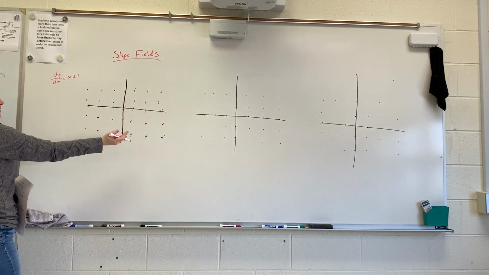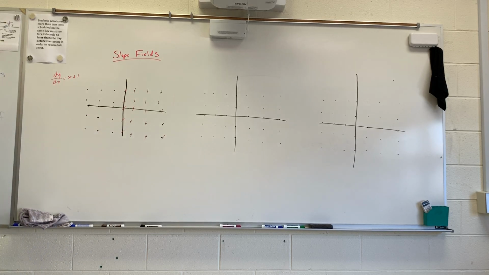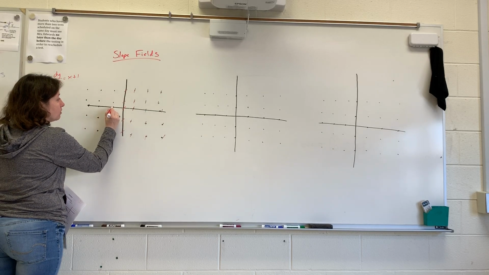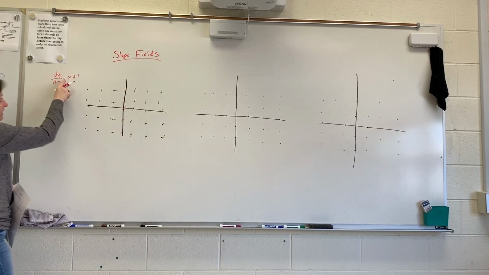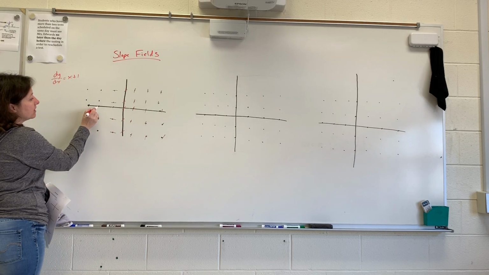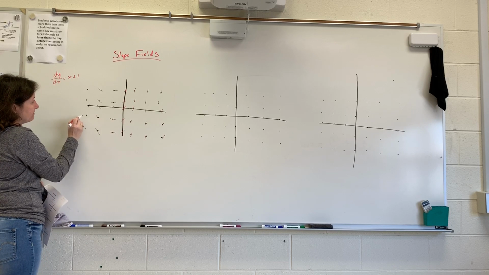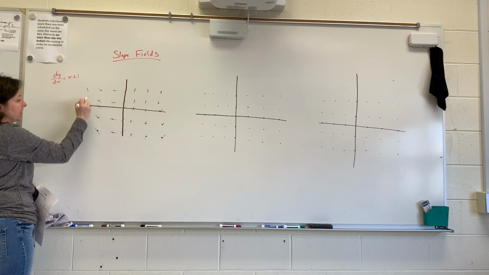And then what happens when we go on the left side? When x is negative 1, my slope is 0, so all of these should be horizontal little lines. When x is negative 2, what's my slope? It becomes negative 1. And finally, when x is negative 3, the slope of negative 2 gets a little steeper in the negative direction.